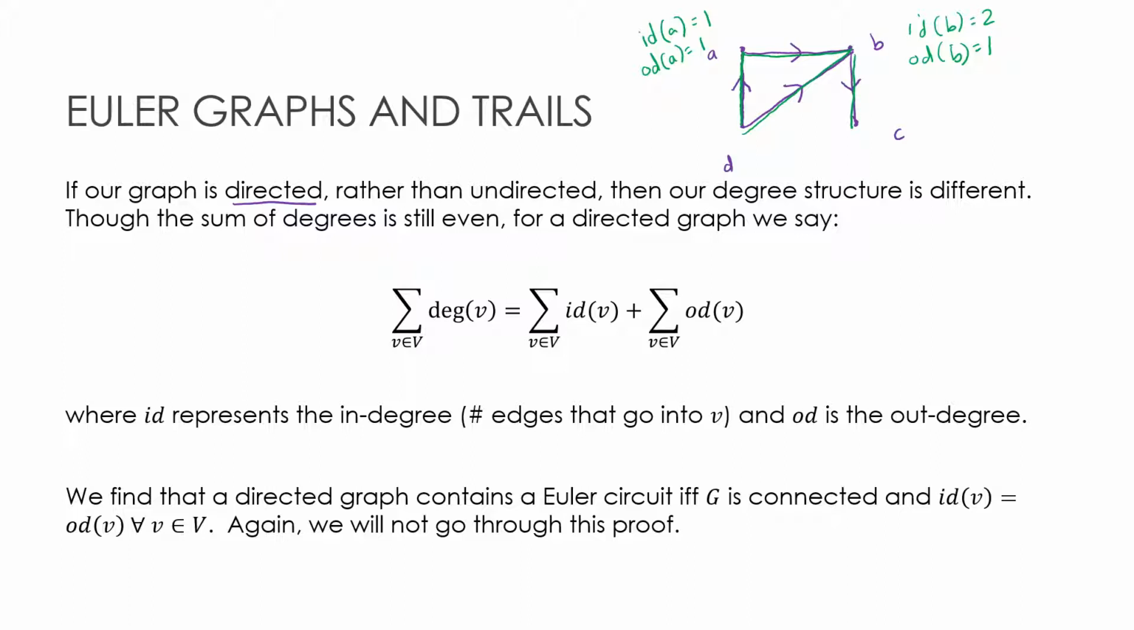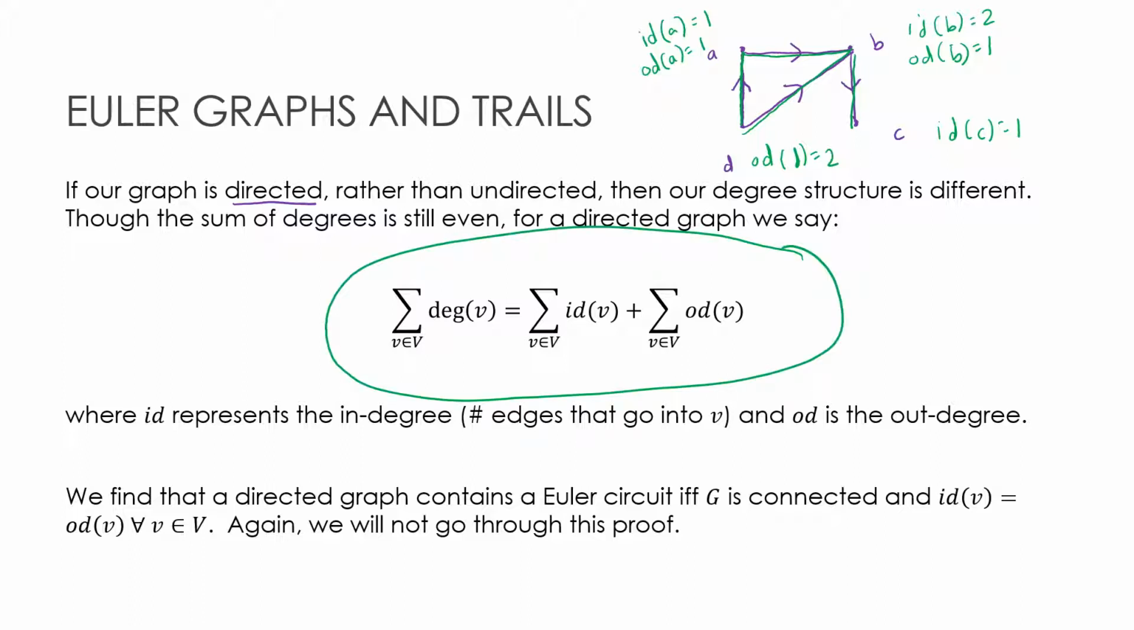C would have only an in degree of 1, no out degree because C is not connecting outwardly to anything, and D would have an out degree of 2 because D is only going out. So again, the total degree is just the sum of in degrees and out degrees, and we can still say that the sum is going to be even.